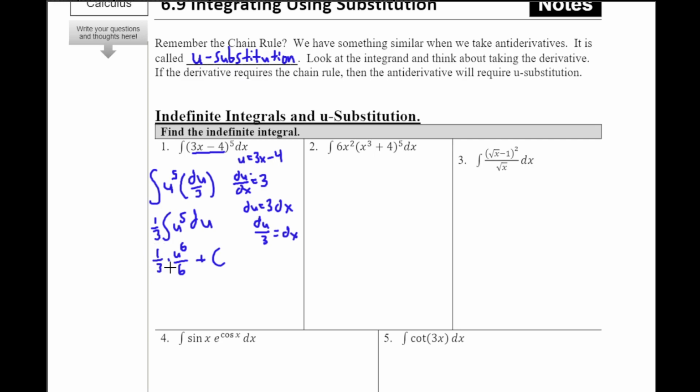And 1 over 3 times the 6 on the bottom, that's 1 over 18. Now instead of the u to the 6th, we can put the u back in. u is 3x minus 4, to the 6th power. Now you add c. That's your final answer right here.